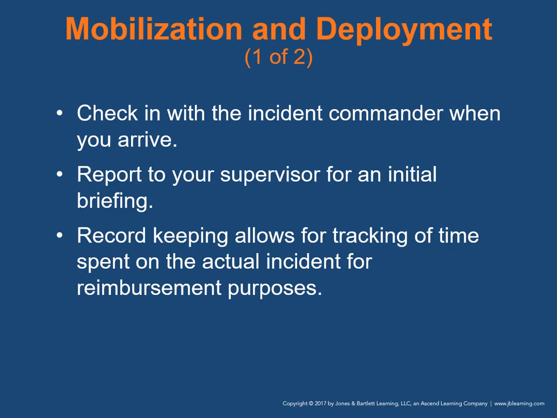There will be an initial incident briefing. When you report to your supervisor for an initial briefing, this will allow you to get information regarding the incident as well as specific job functions and responsibilities. Incident record keeping. If a large piece of equipment becomes inoperable, it may be possible for replacement costs to come from the incident. Record keeping allows for tracking of time spent on the actual incident for reimbursement purposes.